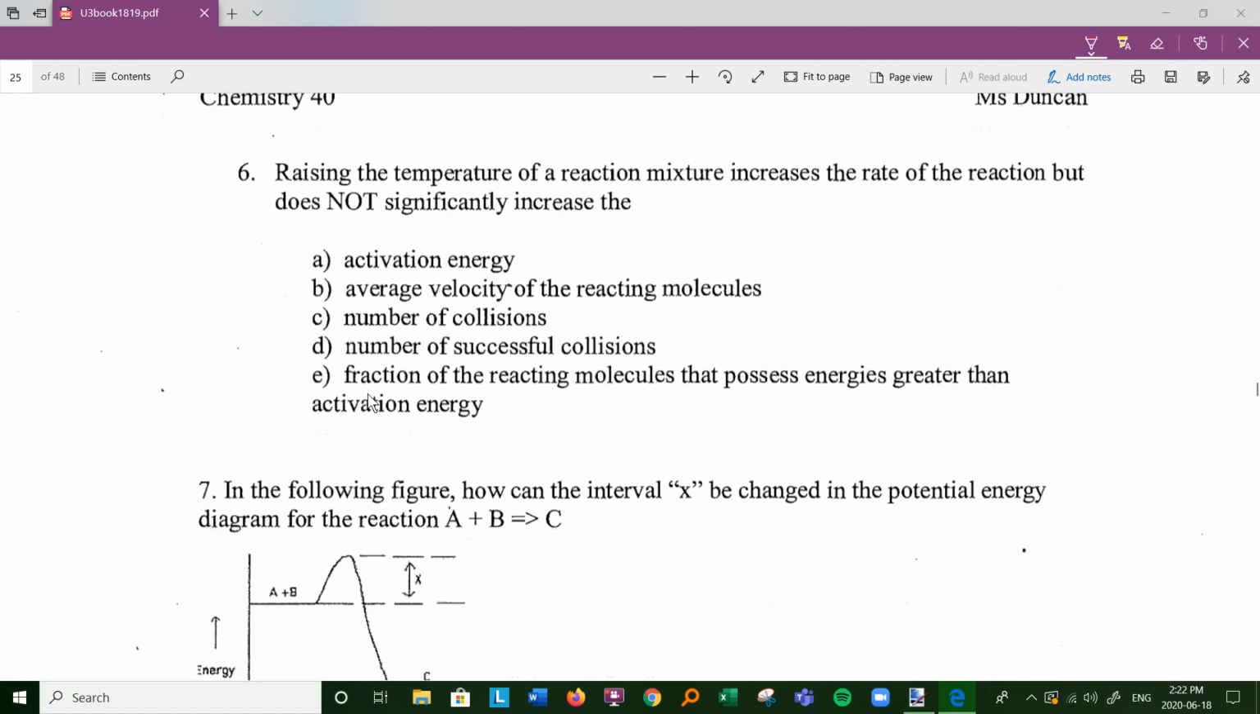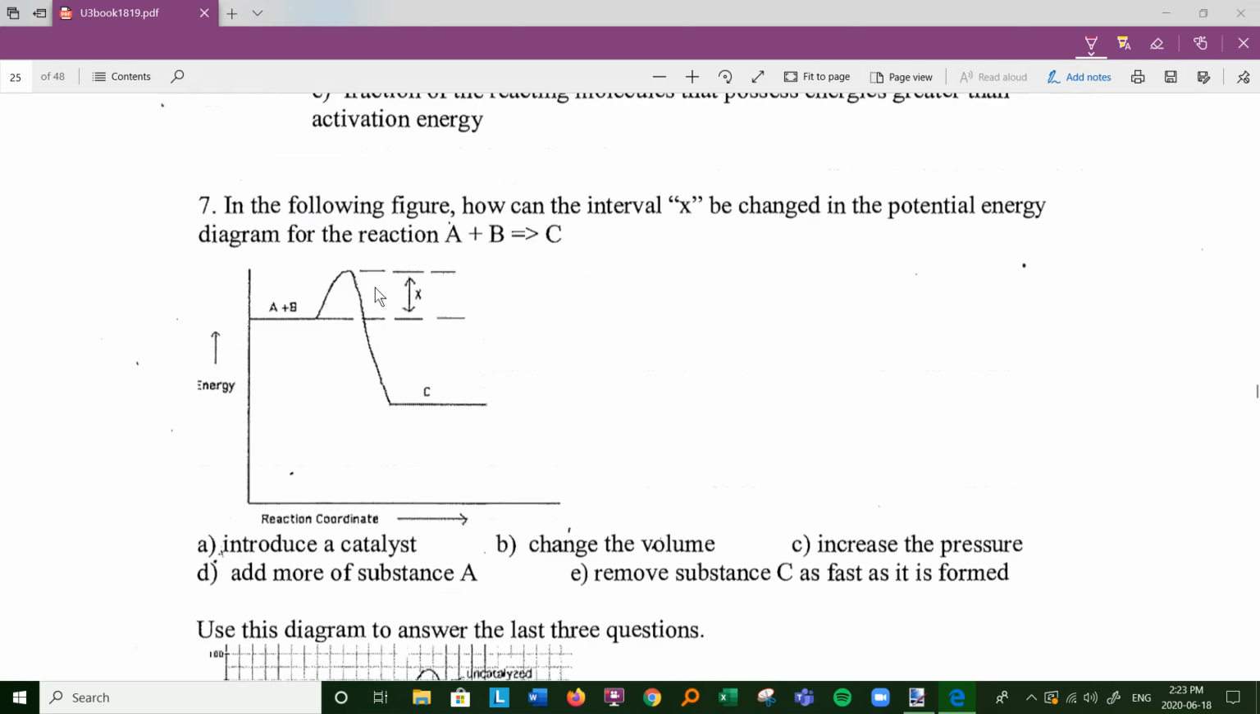Question 6, raising the temperature of a reaction mixture increases the rate of reaction, but does not significantly increase which one of these? Activation energy, that might be it. Average velocity, no, that goes up. More collisions go up. More successful collisions go up. The fraction of the reacting molecules that possess energy greater than the activation energy goes up as well. But the activation energy isn't affected very much compared to all those other effects.